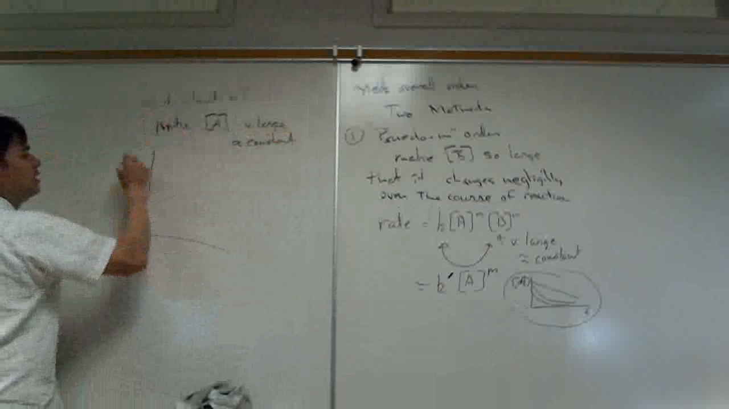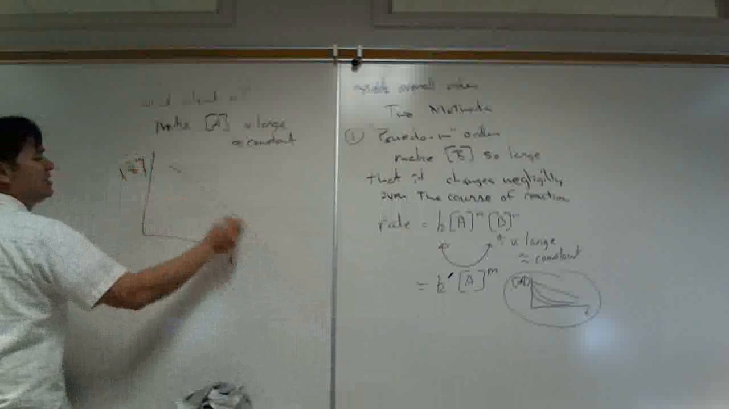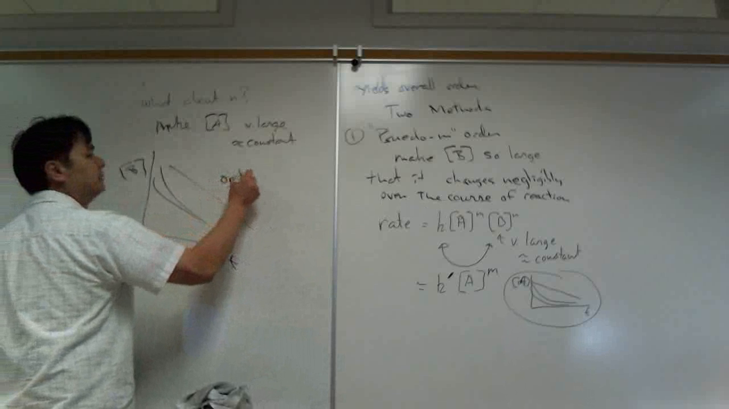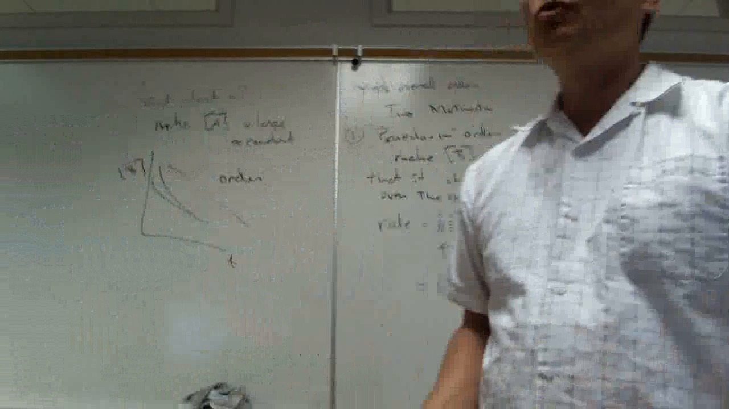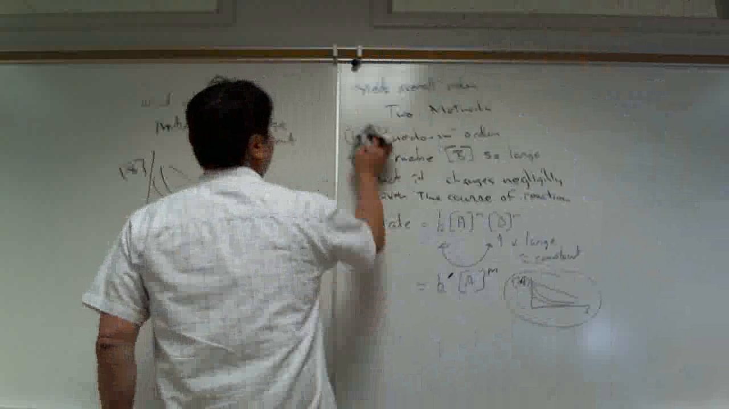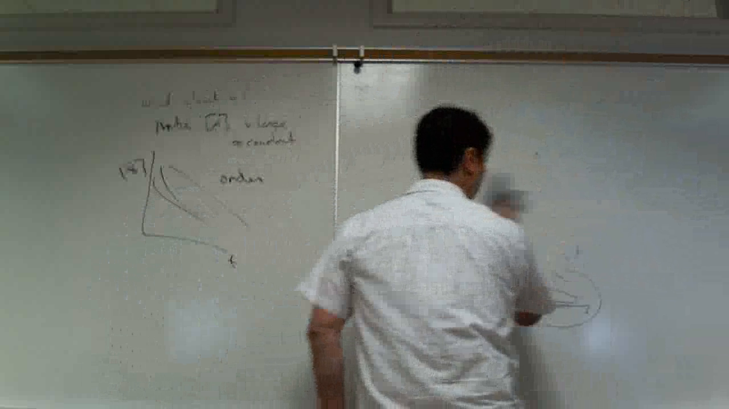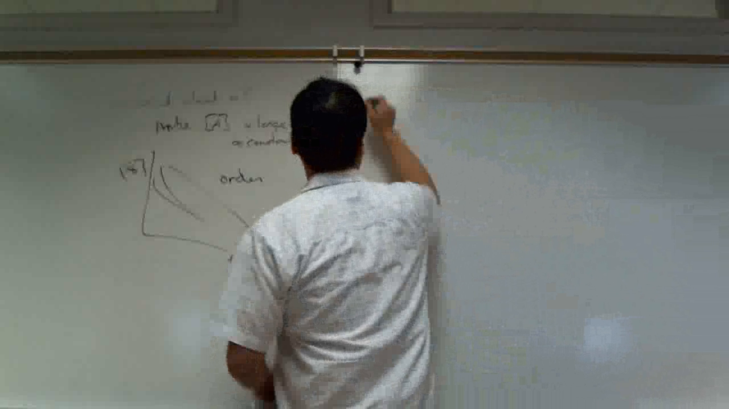And then we make a plot of the concentration of B versus time. Is it linear? Is it curved? And what kind of curve is that? And then we can get the order. Once we have the order with respect to A and the order with respect to B, then we know how this behaves. And so let's give an example.